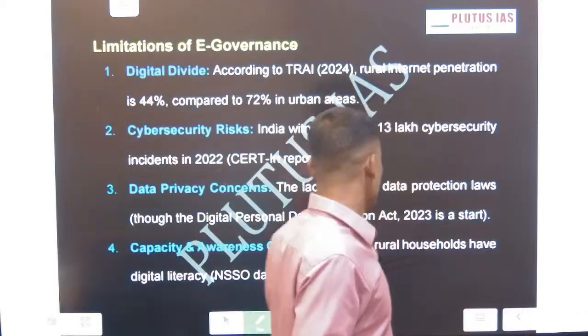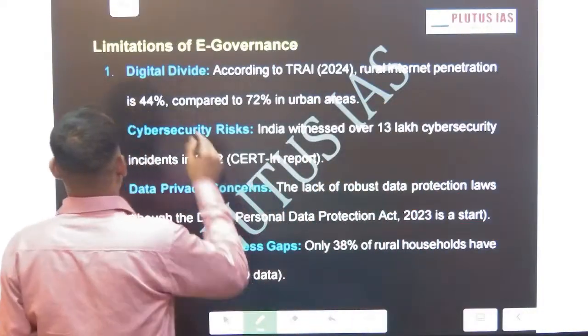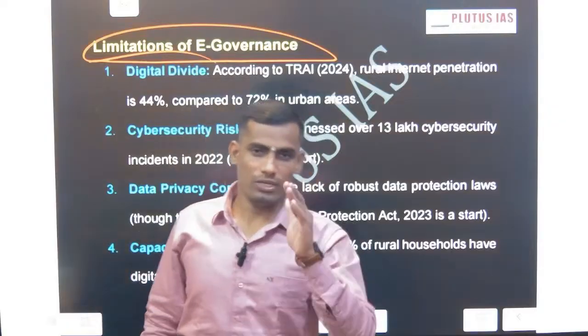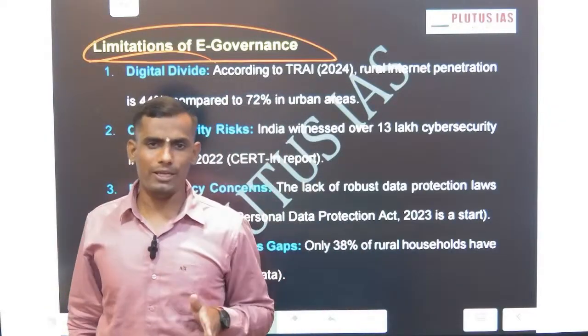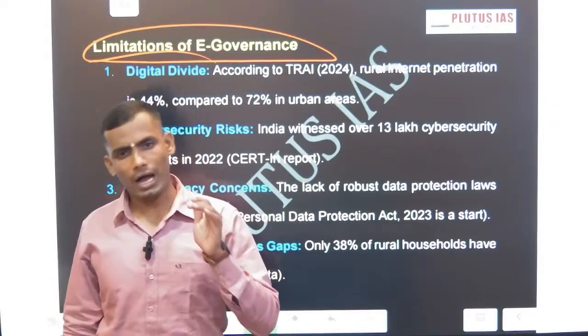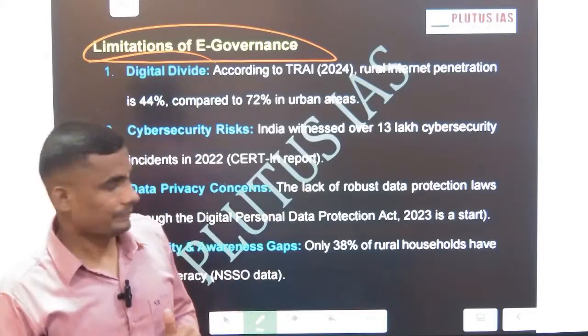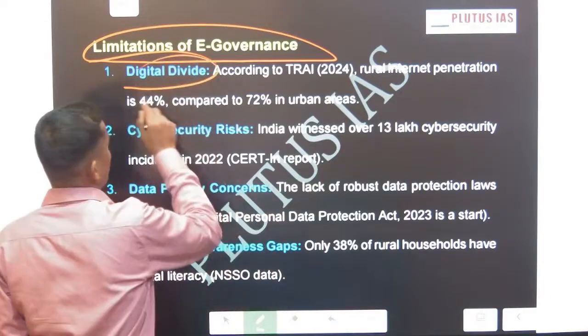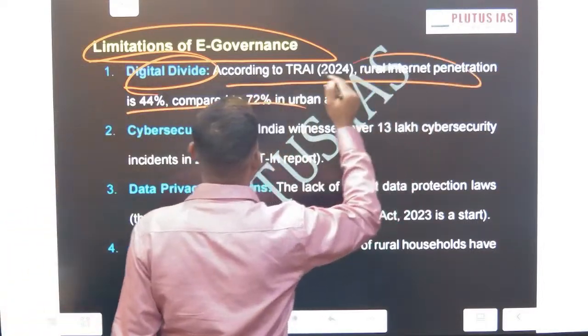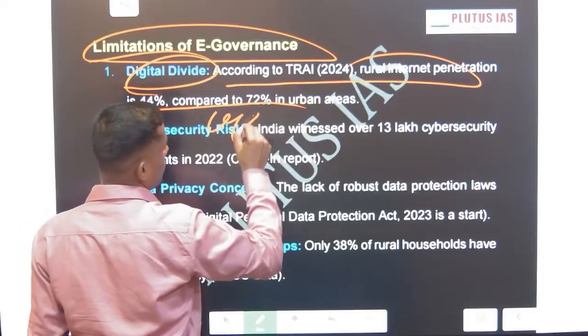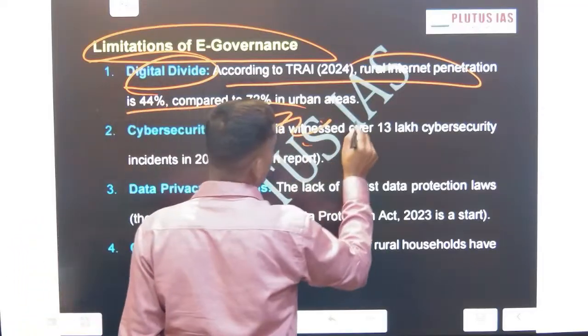Now we are going to discuss the limitations of e-governance. If any issue has some applications, despite that there will always be some limitations. So the first one is the digital divide. If you see the data I have mentioned, according to the TRAI, 44% is in the rural area and 72% in the urban area.